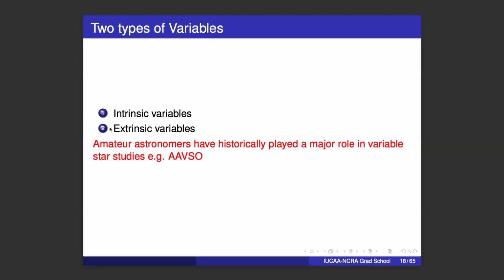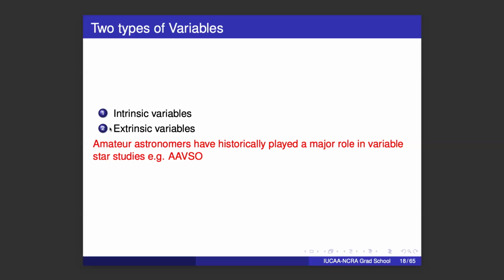Okay, so now we go on and talk a bit about variables. Because these are very interesting stars and there is great variety in them. This is not a course on variable stars, so I will only give you a flavor of variable stars. I will not get into details. There are 2 types of variables. One are called intrinsic variables and the other are called extrinsic variables.